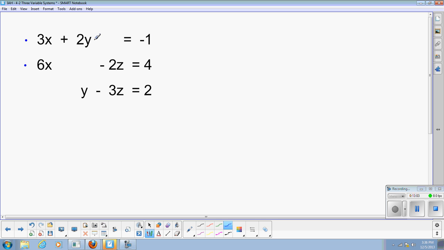Okay, how can I eliminate x? I can eliminate x by multiplying the top equation by negative 2. I know what some of you are thinking. Wait a minute, I'll still have three variables. Maybe. Let's take a look here. So if I multiply this by negative 2, I get negative 6x minus 4y equals 2. I'm going to copy the second equation over. 6x minus 2z equals 4.